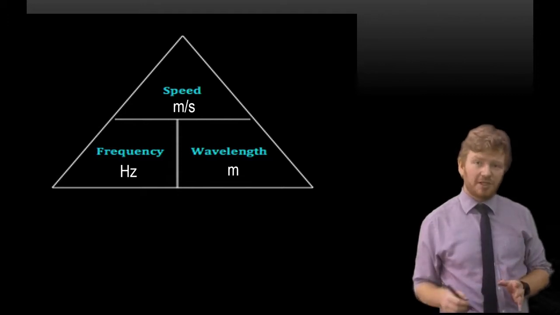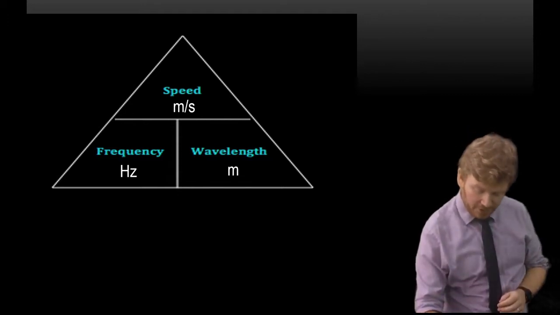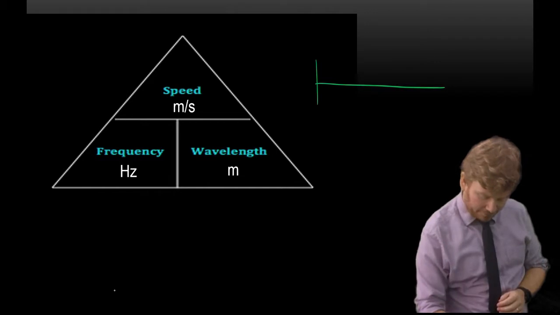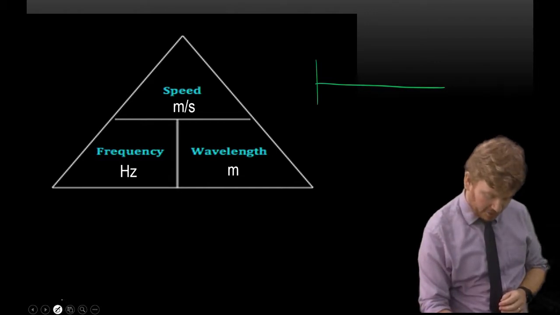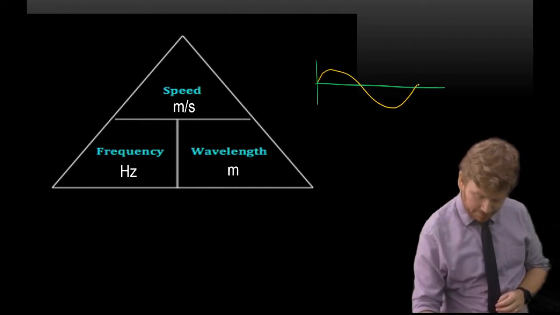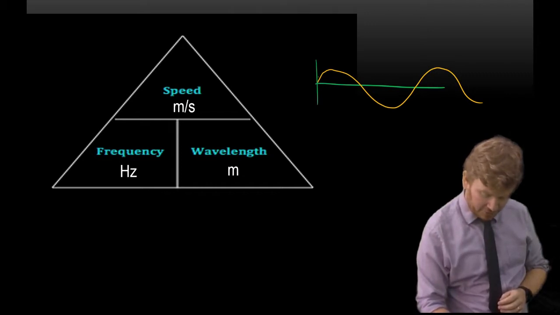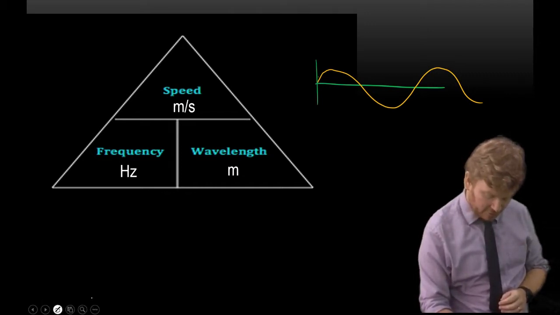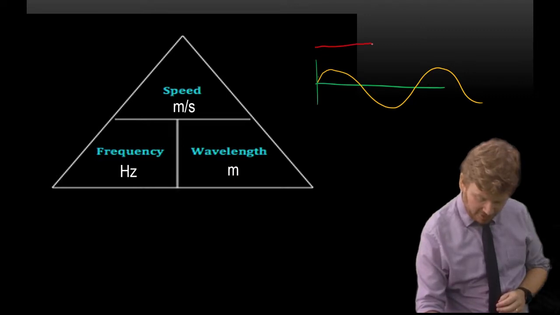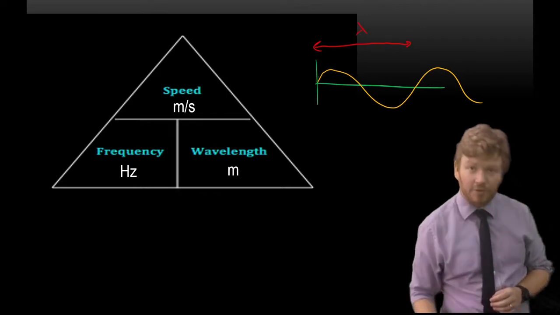Okay, so now we're going to get into a little bit of maths. So here's my wave. I'm going to draw a pair of axes for my wave, and I'm going to draw a wave along it. Now, I already said from earlier that I call the distance between two identical points on my wave the wavelength. So in this case, that would be one wavelength.